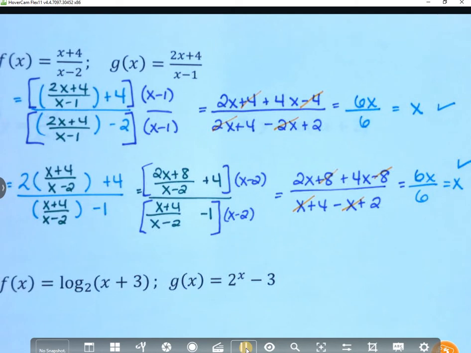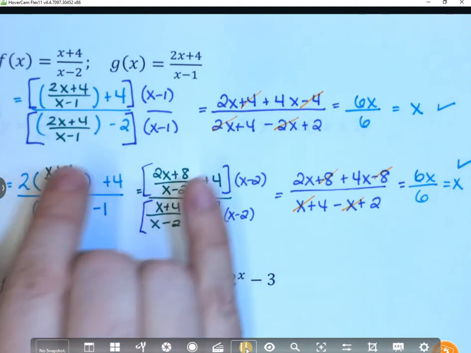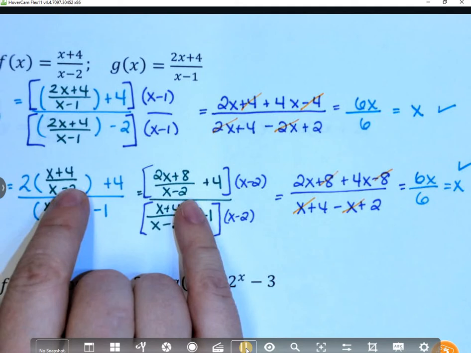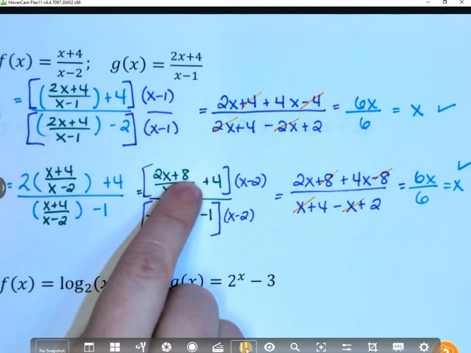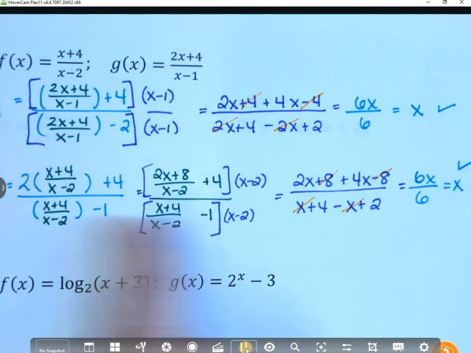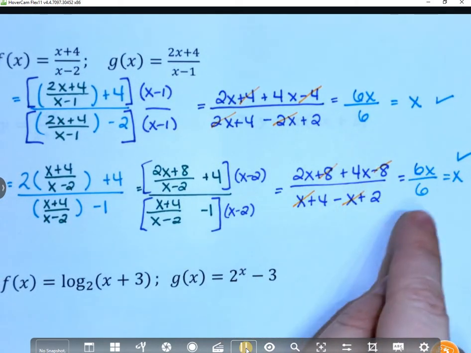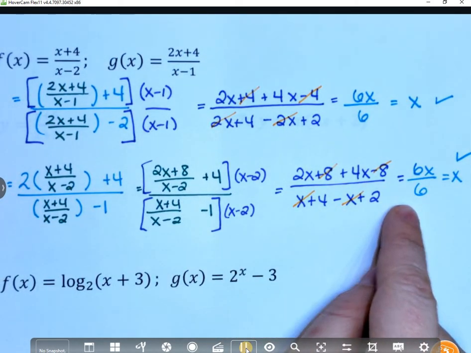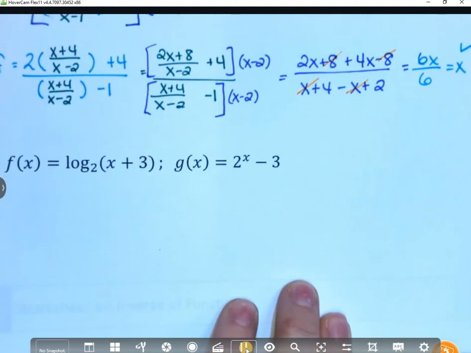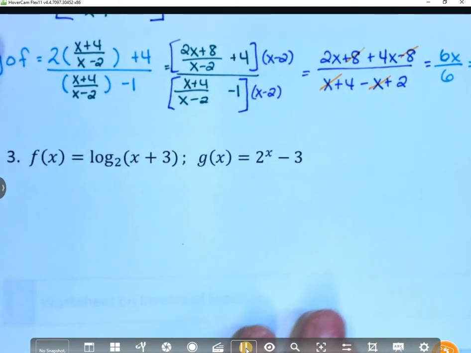Yes, ma'am. That's fine. Something like that where it's just distribution, that's okay. You started here. That's okay. I'm more concerned about when you start canceling things out. All right. This one is a good example. So go ahead and copy down for me, please, problem number 3.